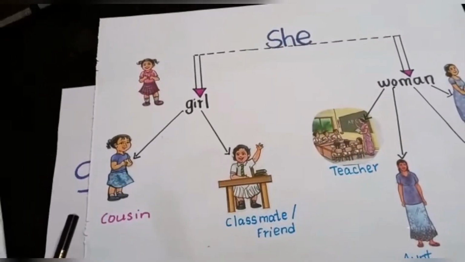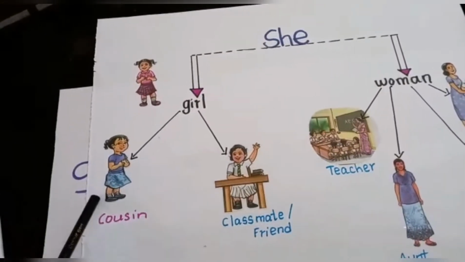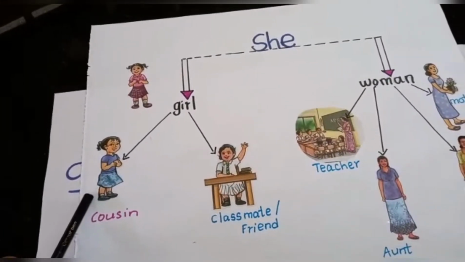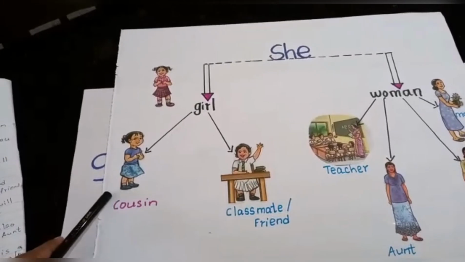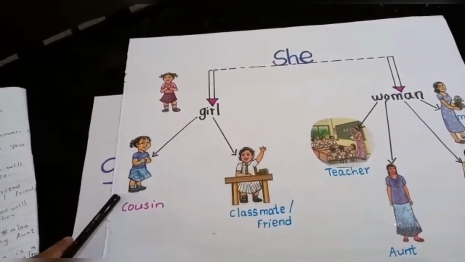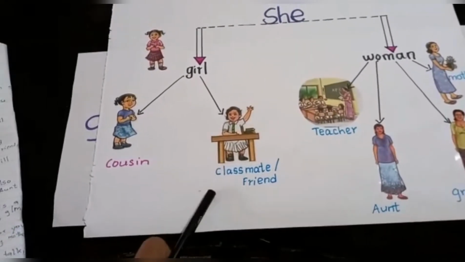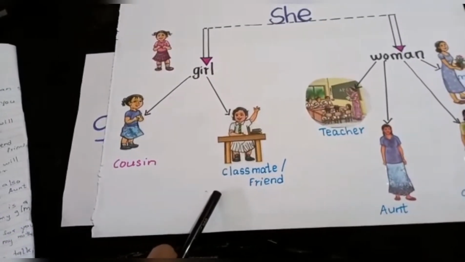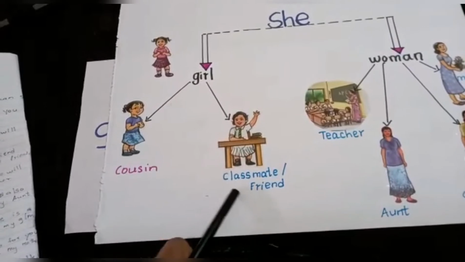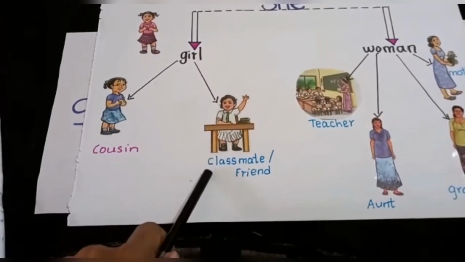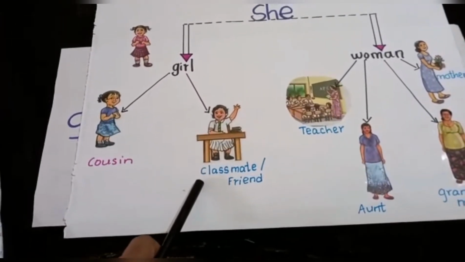A girl can be your cousin or sister. So you will say she is my cousin. A girl can be your classmate or a friend. So you will say she is my classmate or she is my friend.